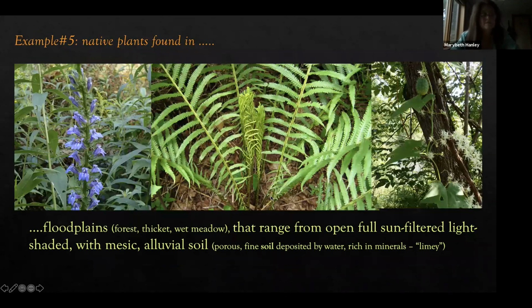And then these are some plants that you would find in a specific kind of wetland. This is the great blue lobelia that I showed you earlier. This is a fiddlehead ostrich fern. And this is a wild cucumber on the right. And these are plants that are associated specifically with alluvial soil, so they're found a lot on river floodplains, soil that's porous and fine and rich in minerals.